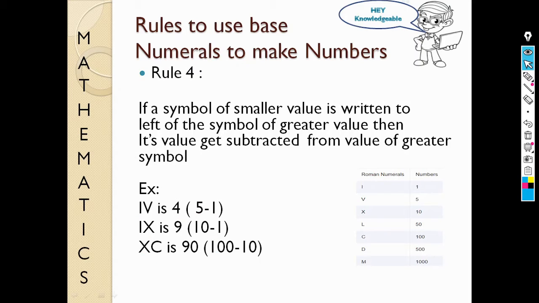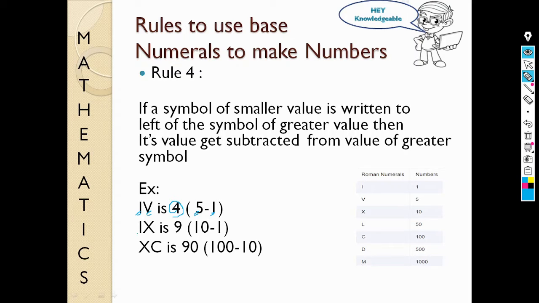So let's come to rule number 4. Let's see what it says. It says that if a symbol of smaller value is written to the left of a symbol of greater value, then its value gets subtracted from the value of the greater symbol. So it's just the opposite of what rule number 3 says. Here, I, a smaller symbol, is to the left of the larger symbol V, so it gets subtracted. So it means 5 minus 1. So it will give you 4.